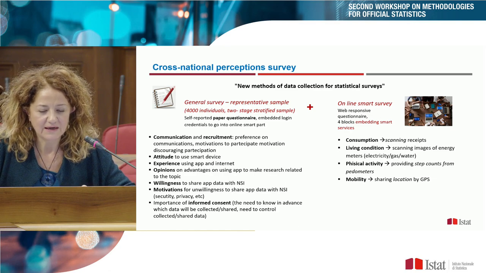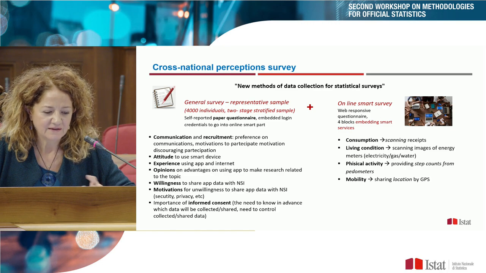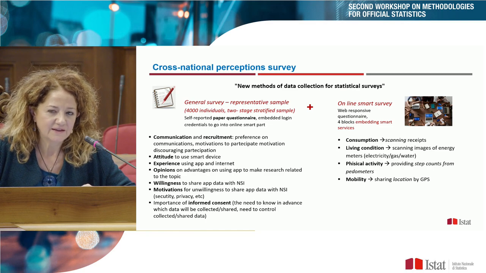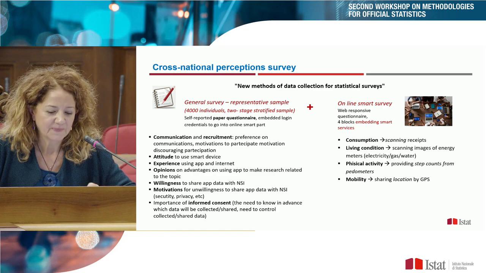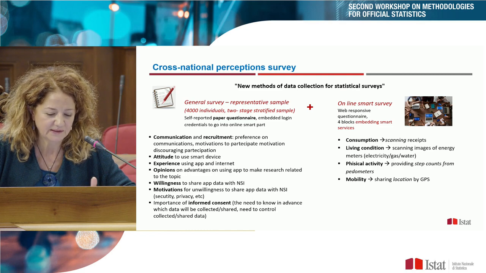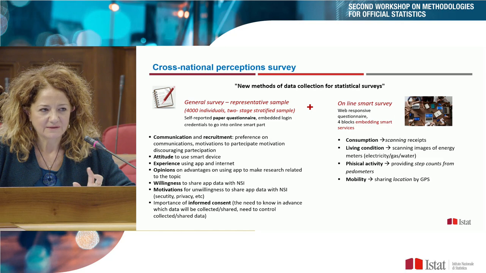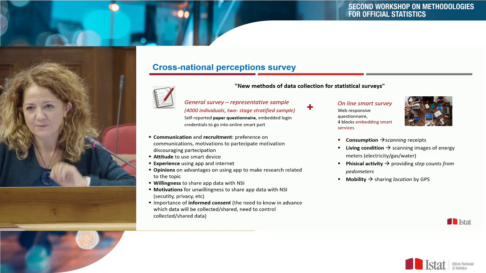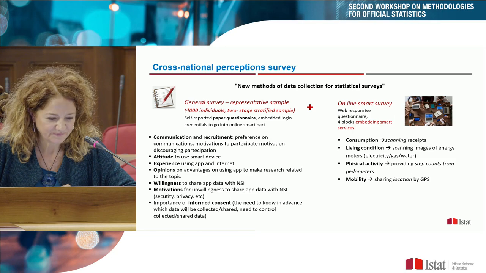Then there is the online smart survey. In the paper questionnaire, the credentials to go online are embedded. And in this small online survey, to be conducted preferably using the smartphone, some sensor data are shared: scanning receipts, scanning images of energy meters, physical step count from a pedometer, and/or sharing location by GPS. So next spring, we will have the result of this important test.